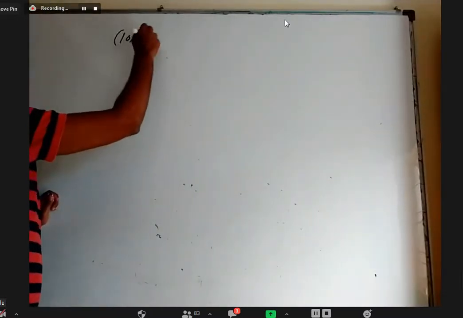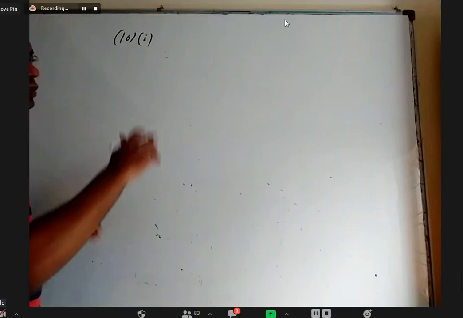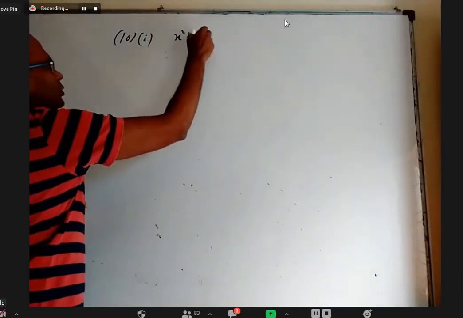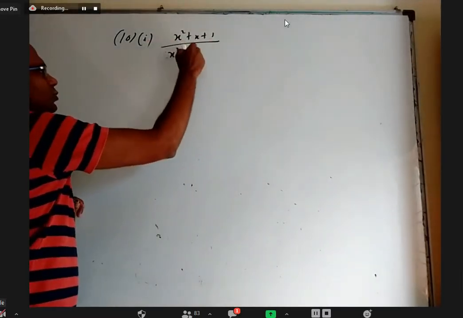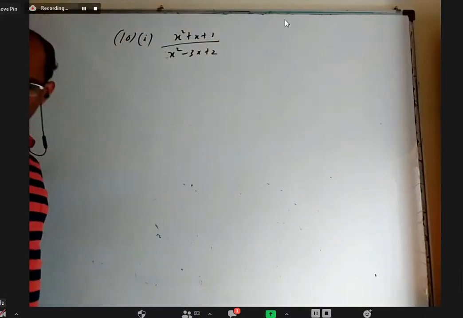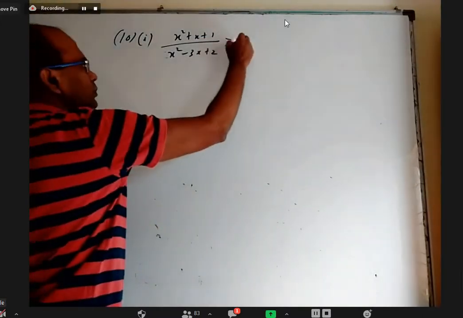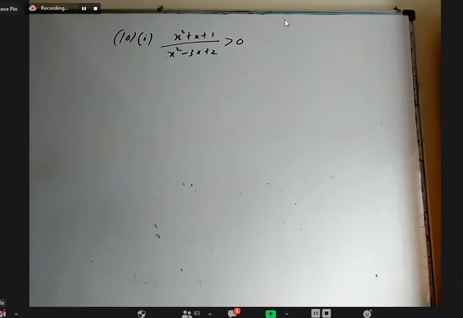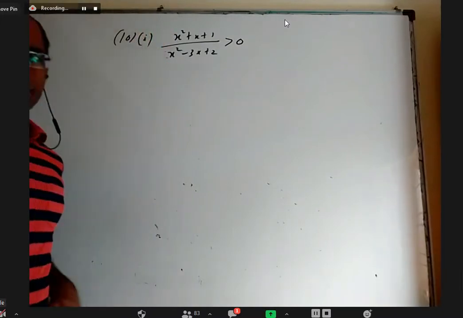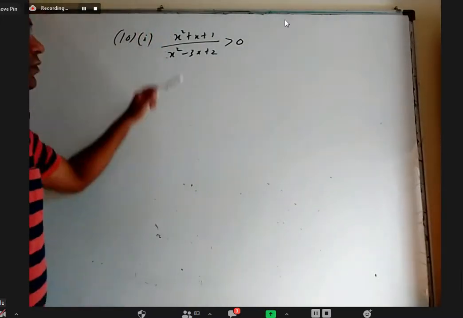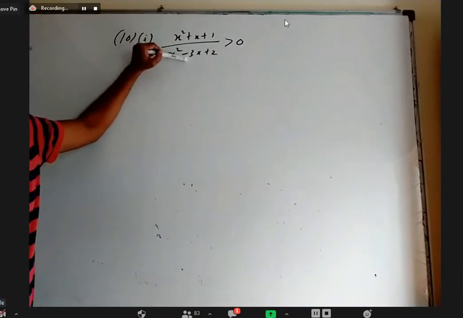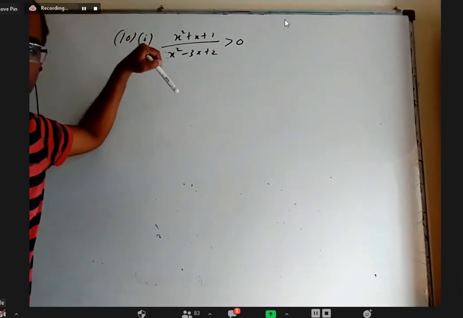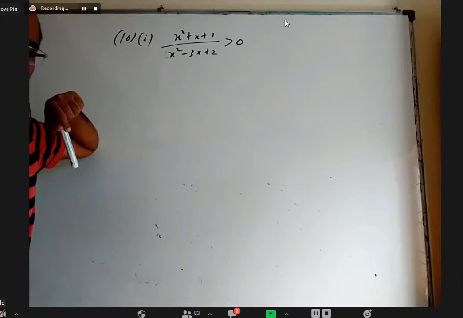Okay, 10th one, first one. X square plus x plus 1 by x square minus 3x plus 2 greater than 0. Okay, we have a quadratic expression by quadratic expression. If this has two distinct roots, this has two distinct roots, what to do? We are going to discuss in our next section, exercise 4.